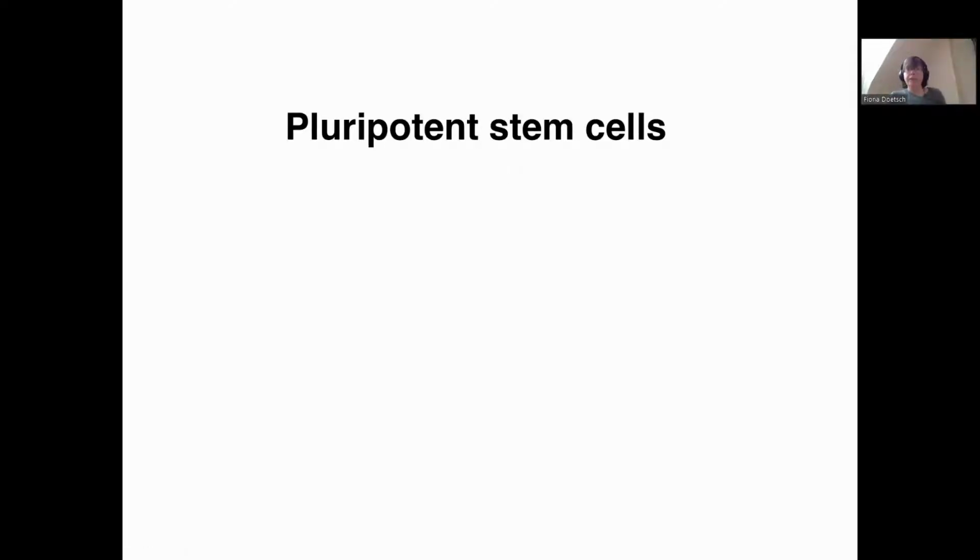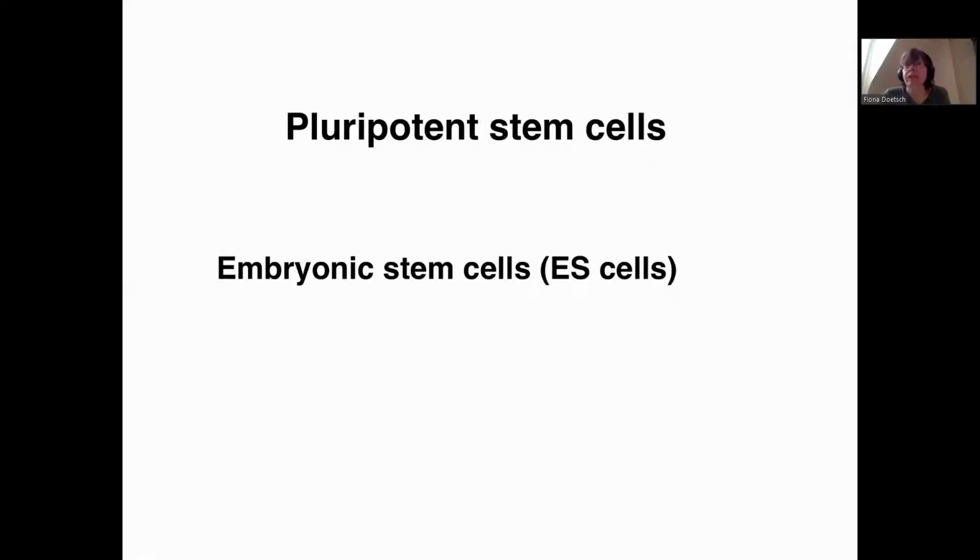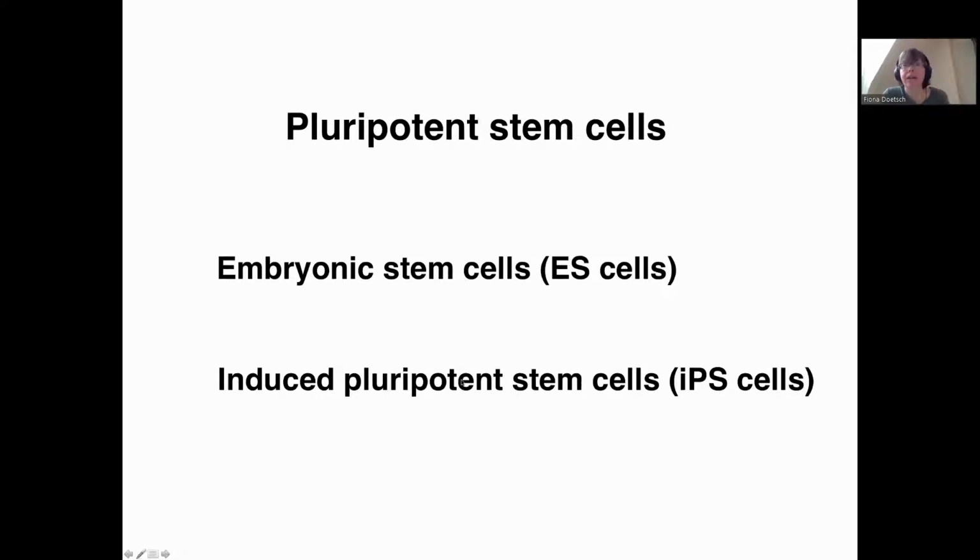So now I just want to cover briefly pluripotent stem cells that are going to be the cells that you'll be working with in your virtual embryonic stem cell module. And there are two types of pluripotent stem cells that we're going to talk about. The first are so-called embryonic stem cells, and the second are induced pluripotent stem cells.